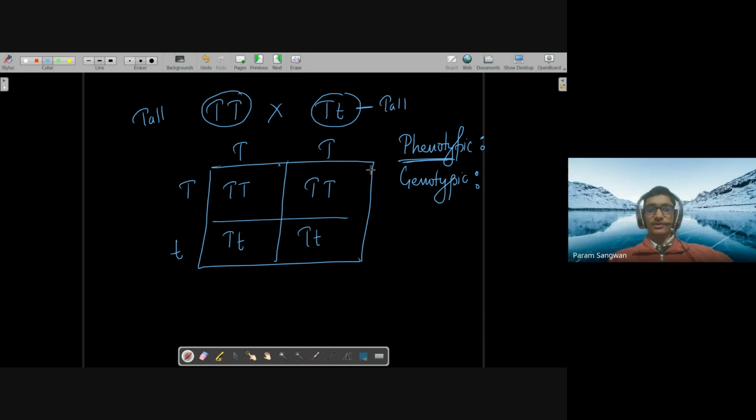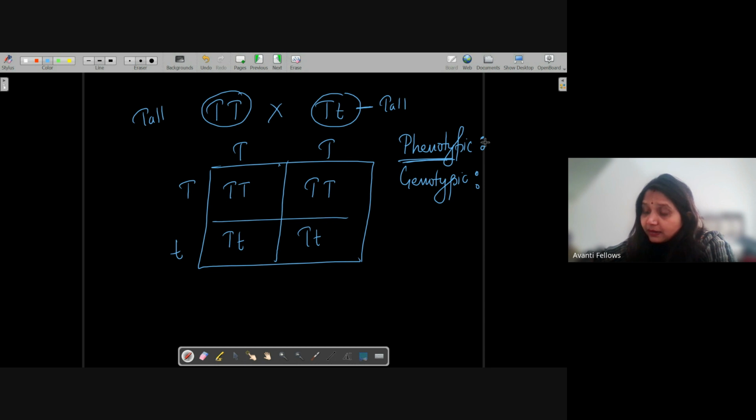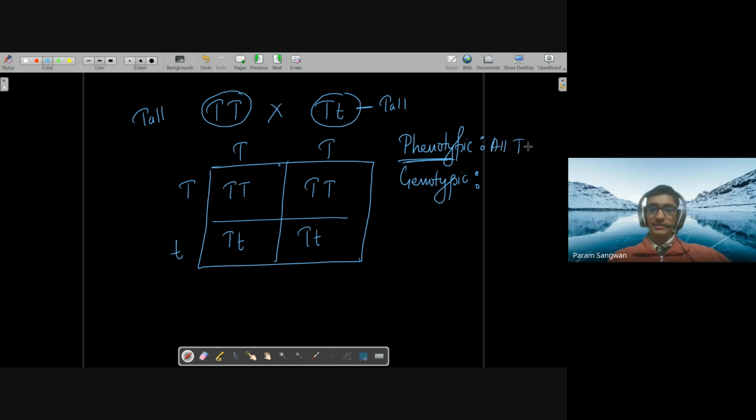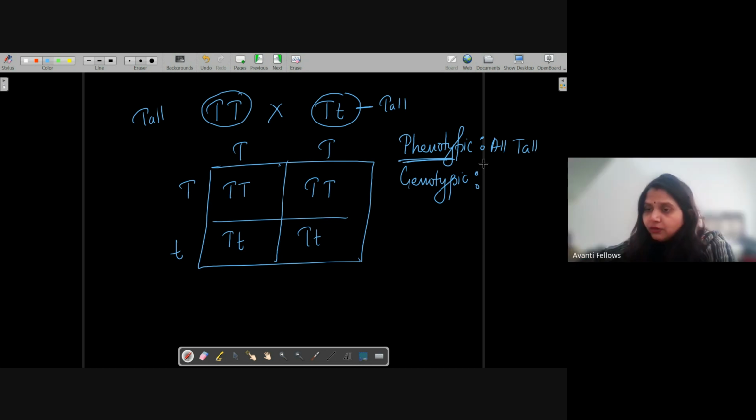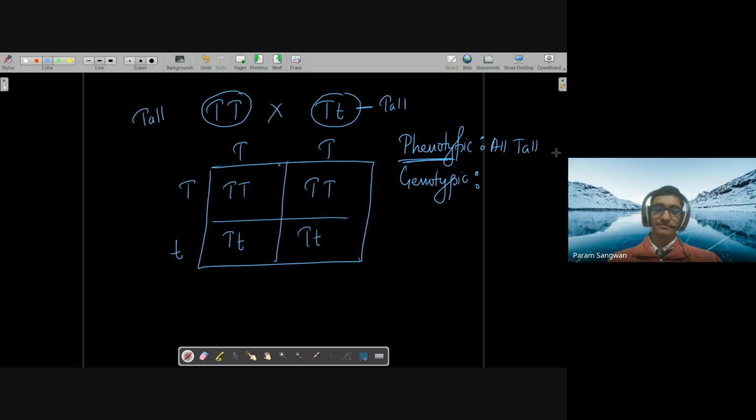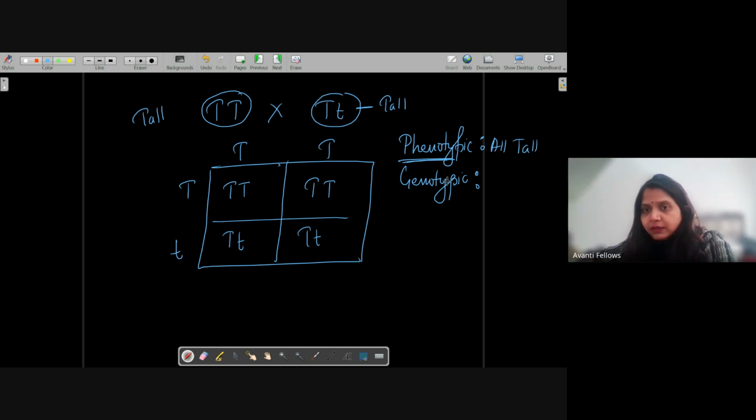They all will be tall, so what will be the ratio? Correct. Param, this is the answer. So all we will write tall. You don't need to write the ratio now since they are all tall, just this. Yes, ma'am. Okay, and what will be the genotypic character here now?